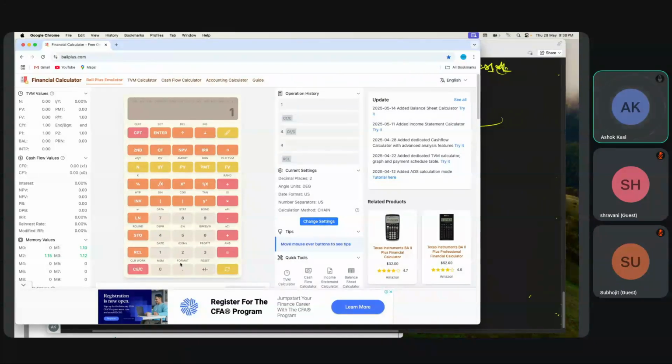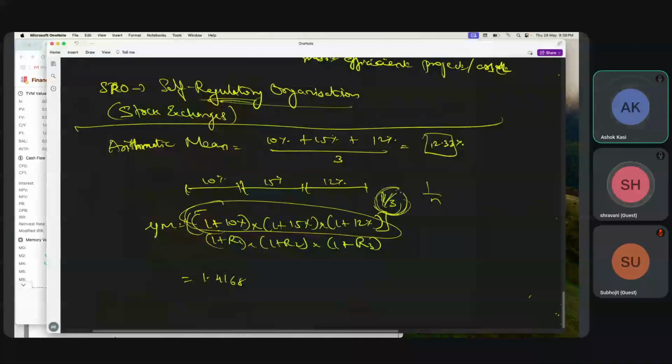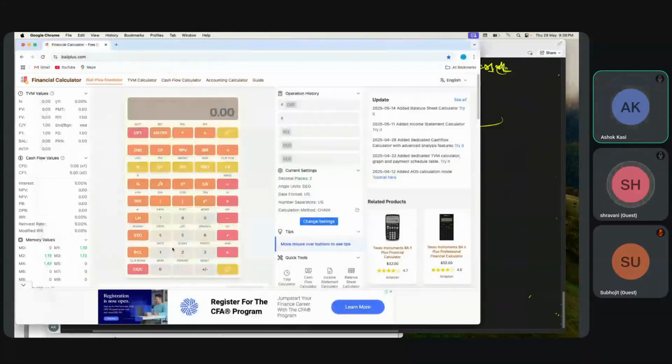We got 1.42, no? Keep it in store 4. Store 4. Recall 4. Done? Yes, sir. Recall 4. Now 1 by 3. Let's store this as well. 1 divided by 3 equal to 0.33.